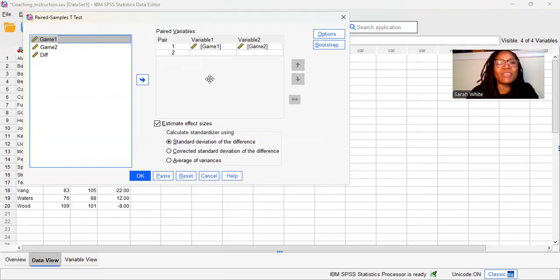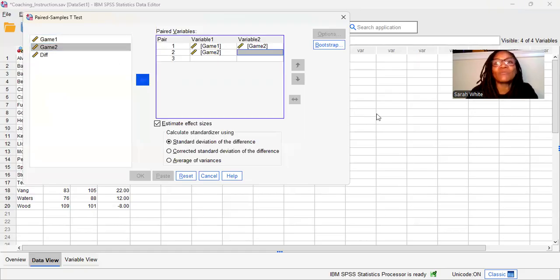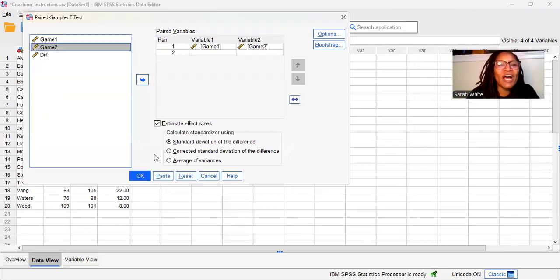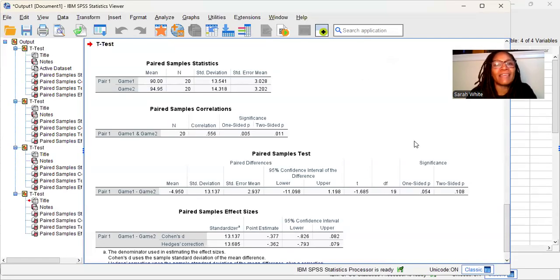I already have them here, but if they were not, you would see that it says game one. We would select game one, move that variable over, and then we would select game two, move that over to have that there as well. And we've got too many variables here. Let's remove that one. Got a little ahead of ourselves. Okay, we want to go ahead and click on OK. And our data is processing.